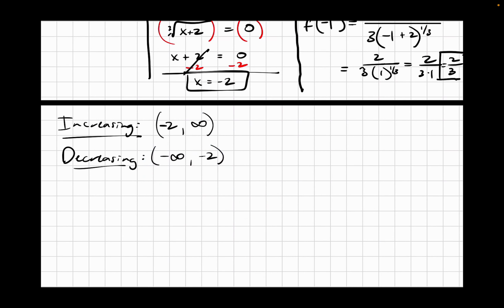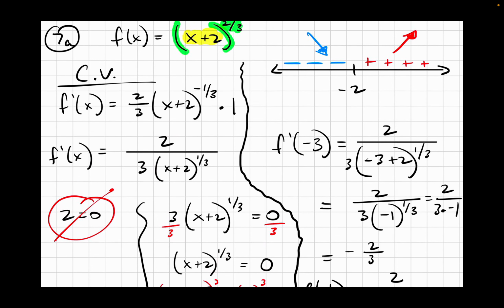There we go. Okay, I'm looking at the next one. So the next one, or the next problem? Yeah, the next. Yeah. So let's finish this one first.